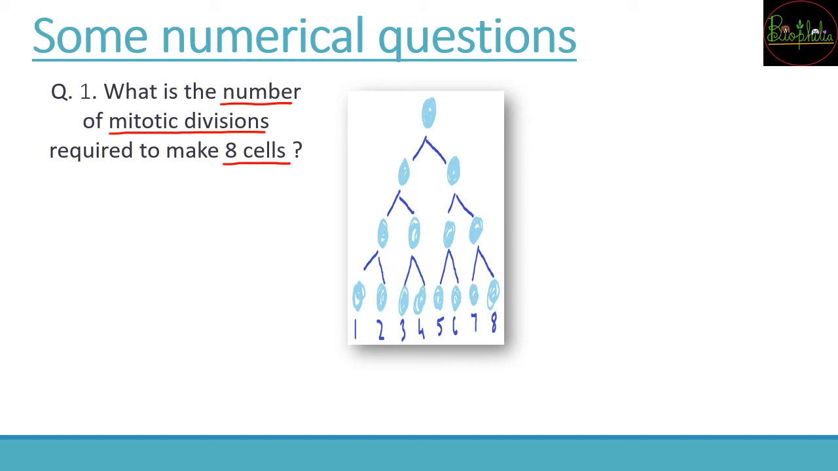As I told you, one cell is going to undergo mitosis and it will form 2 cells. Now these 2 cells will go on to form 2 more cells each, and that will give you 4 cells. So finally you have 4 cells here after 3 mitosis, right?